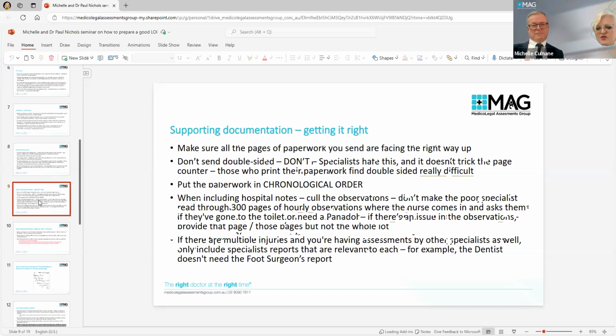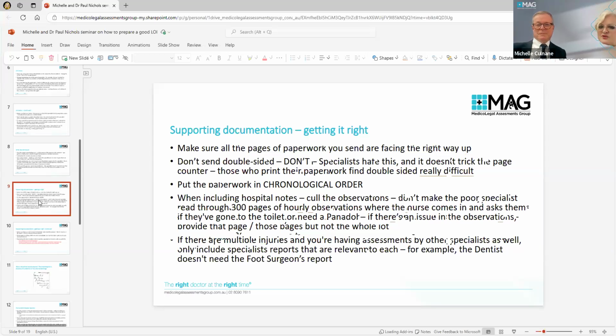Make sure that the paperwork is in chronological order. The doctor should not be having to chop and change and trying to piece together the story themselves. It should come as a flow in proper order. And when including hospital notes and discharge summaries, cull the observations. Don't make the specialist have to do it. It's not their job. You will have paralegals or junior people in your office who can do this. It's just respect to the specialist. If there are 300 pages where the nurse goes in every hour, checks their blood pressure, asks if they need a Panadol and whether they've gone to the toilet, the doctor does not need to see that.